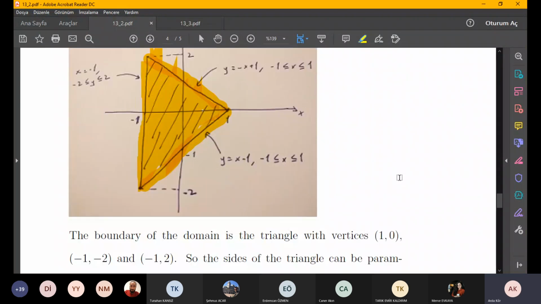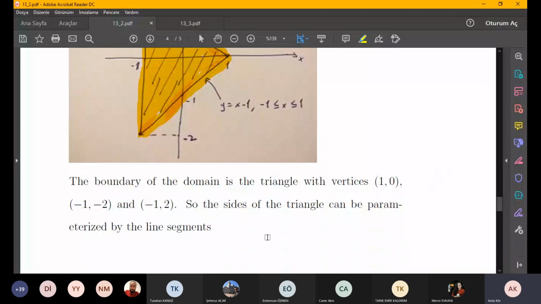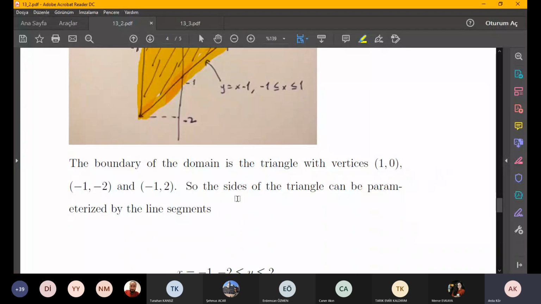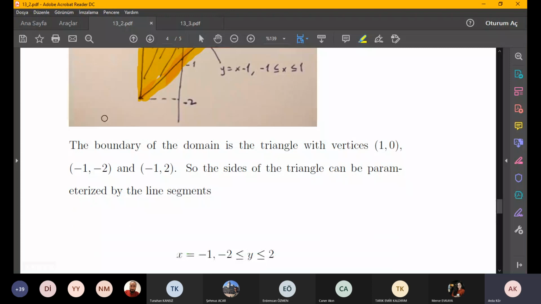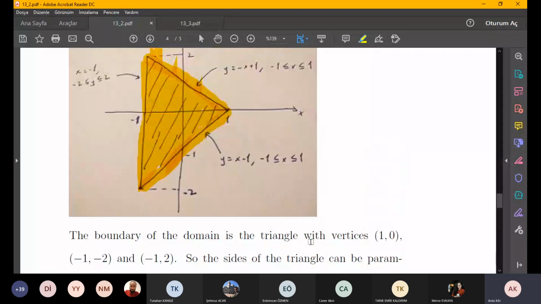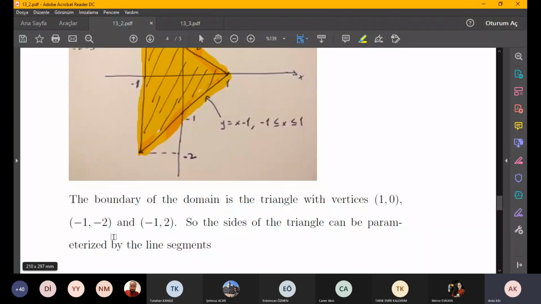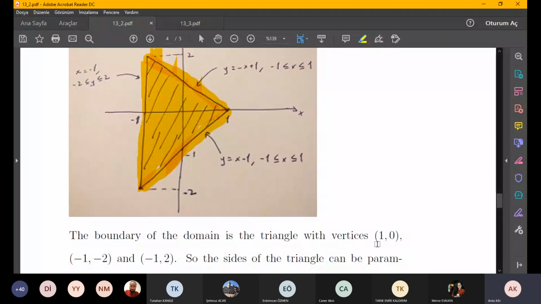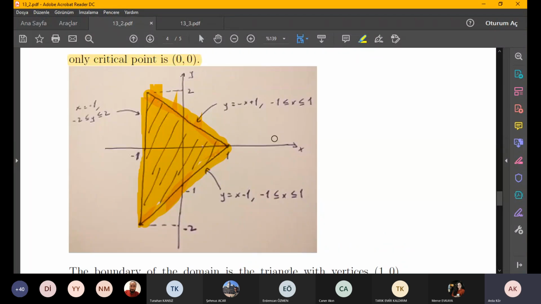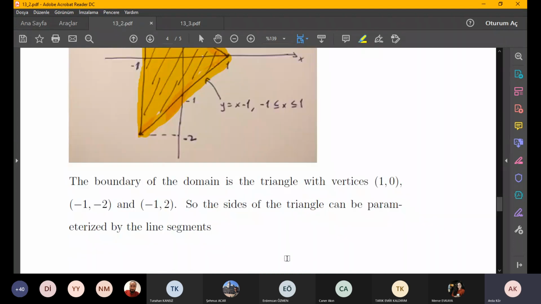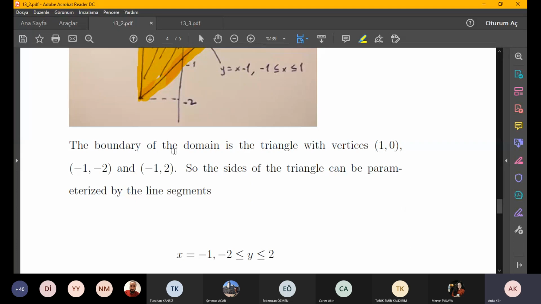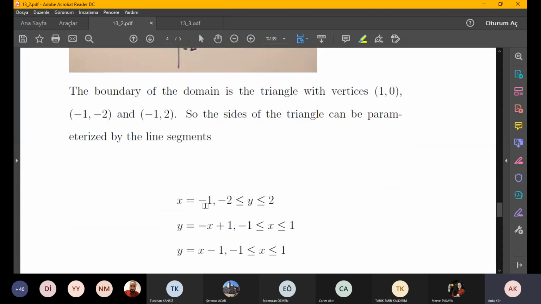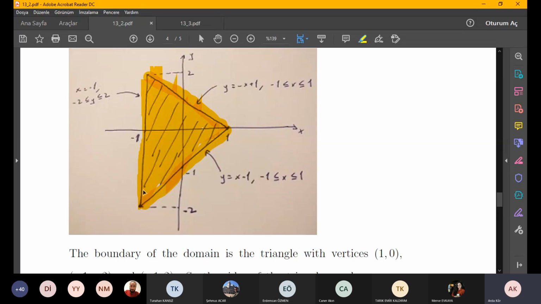And now we will try to parameterize those line segments. The boundary of the domain is the triangle with vertices 1, 0, minus 1, minus 2, and minus 1, 2. So those are the vertices of the triangle. The sides of the triangle can be parameterized by line segments like that. x equals minus 1, so this one, that line segment.